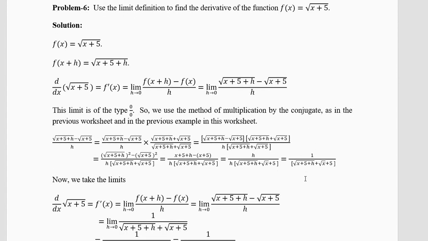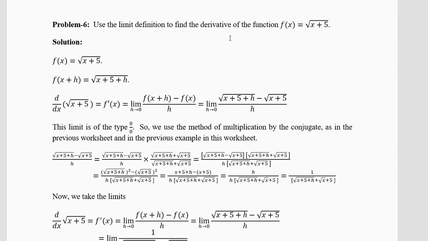Now the sixth question. Use the limit definition to find the derivative of the function f of x equal to under root x plus 5. f of x plus h is root of x plus 5 plus h. Now again, when you take the limit, here you again have a 0 by 0 problem.